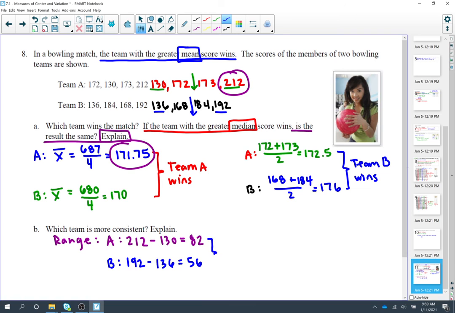So because team B's range is lower, that means that their scores aren't as spread apart. So team B is more consistent. And we know that because their range is smaller.